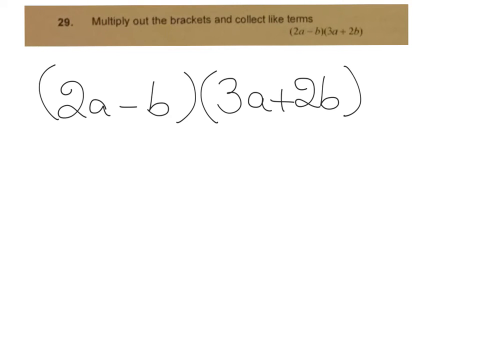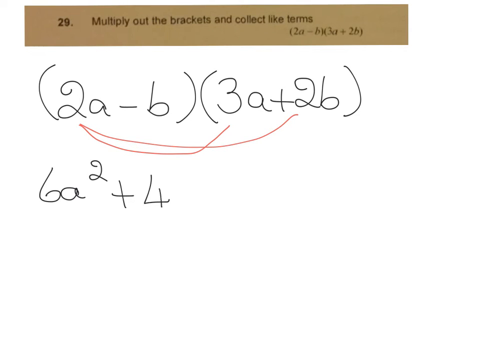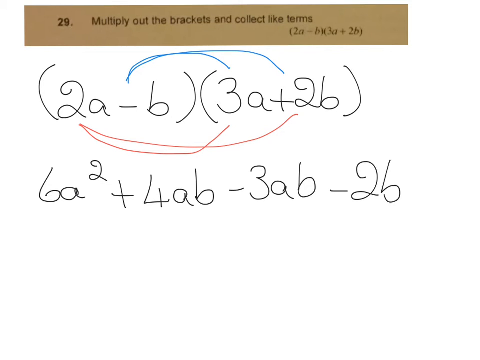So again, we're going to use FOIL. So we're going to do 2a times 3a, 6a squared, 2a times 2b, which is plus 4ab. Then we're going to do minus b times 3a, which is minus 3ab, and then minus b times plus 2b, which will be minus 2b squared.